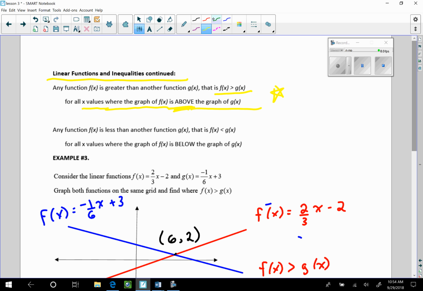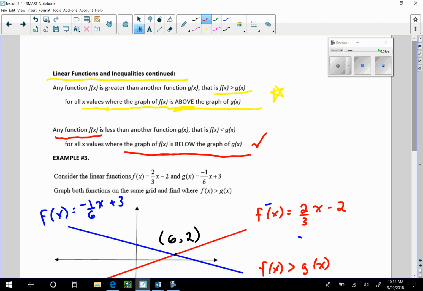And again, we say any function f of x is less than or equal to another function g of x. That is, f of x is less than g of x for all the x values where the graph of f of x is below the graph of g of x. This is going to be our reason.